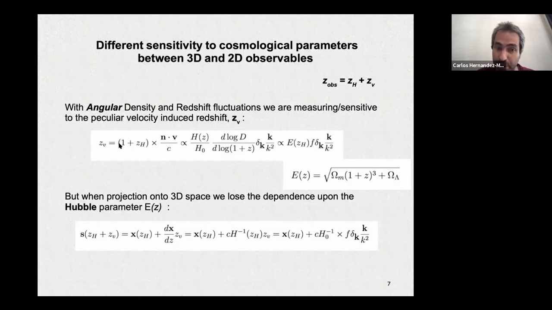However, when you project redshifts into distances, you take the peculiar velocity redshift and multiply by the inverse of the Hubble function, and in this way you kill this dependence. So when people look at redshift space distortions in large-scale structure surveys, they are typically sensitive to f sigma 8. Here, however, if you're handling angular quantities, then you are sensitive to E f sigma 8. Sigma 8 is just the amplitude of the density perturbations.